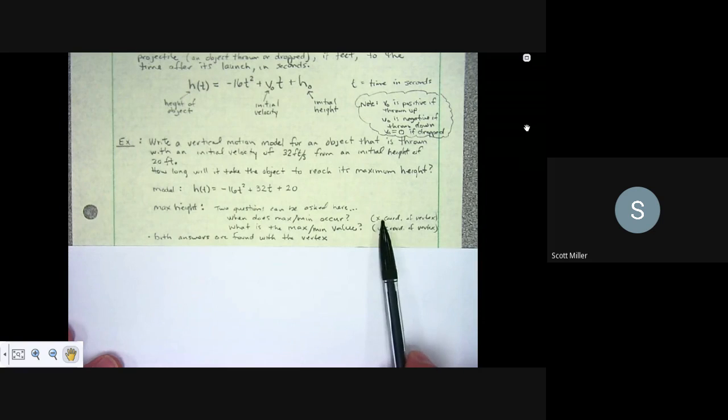When does the maximum occur? This would represent the x-coordinate of the vertex. What is the maximum value? That would represent the y-coordinate of the vertex. Okay? Both answers are found with the vertex.